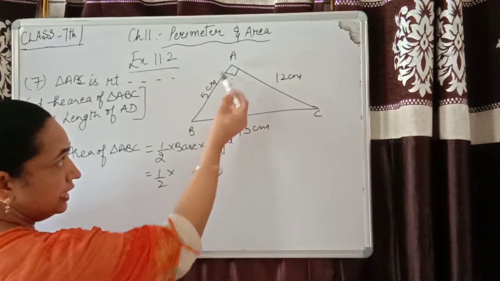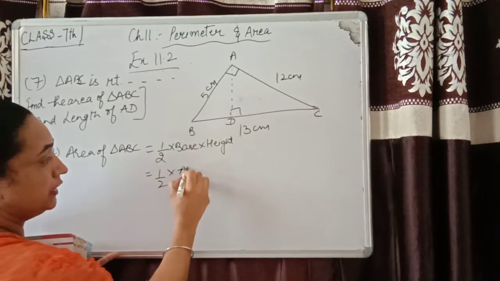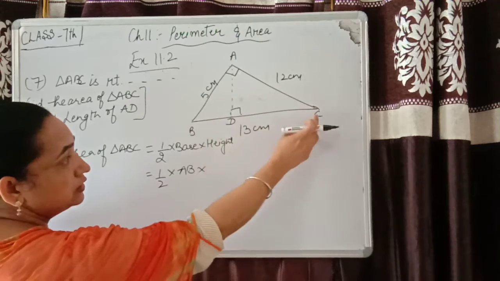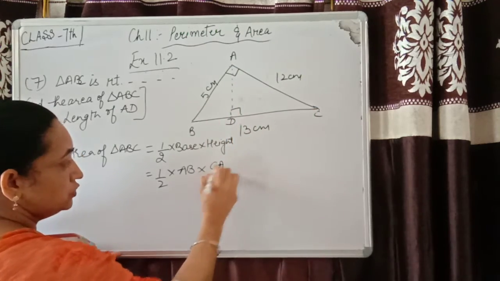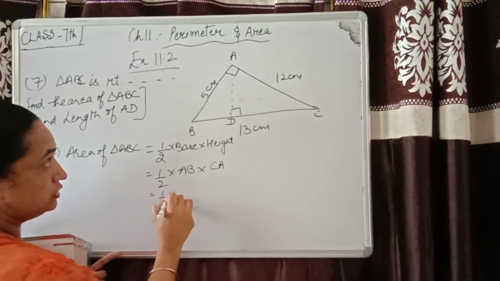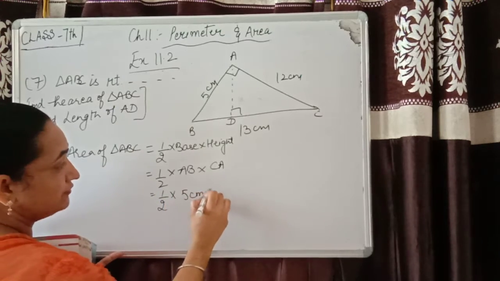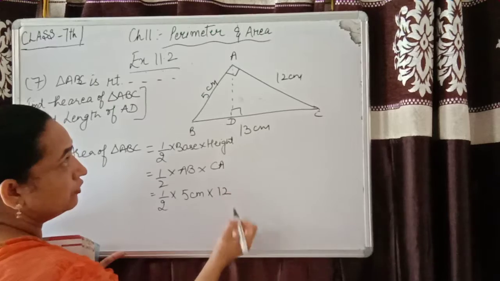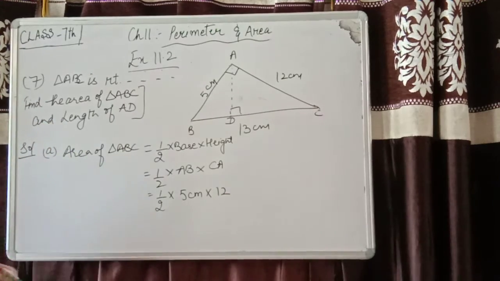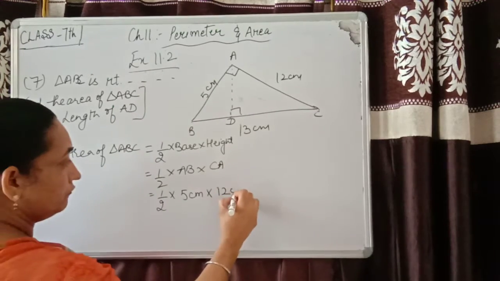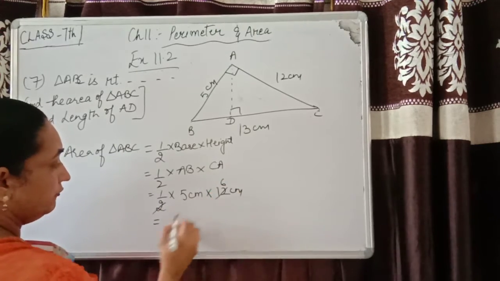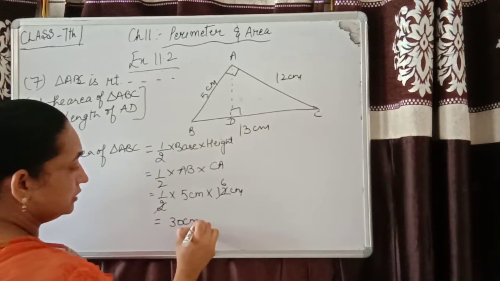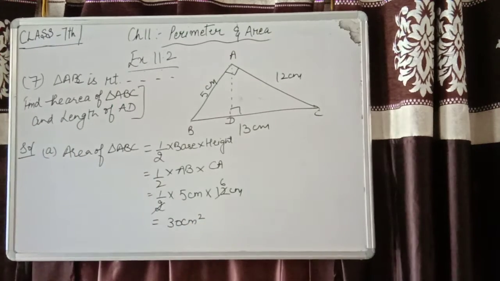If we take AB as a base, then height becomes AC or CA. So area is equal to half into AB, that is 5 centimeter, into CA, that is 12 centimeter. So cutting, this becomes 6, and 5 sixes are 30 centimeter square. So area of this triangle is 30 centimeter square.